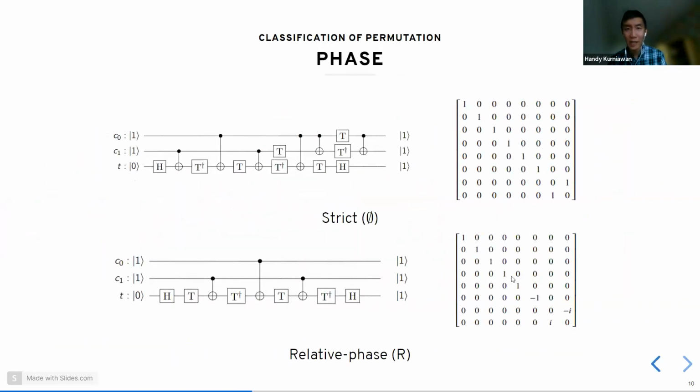And the third one we have is based on phase. Here, as you can see, this circuit is the Toffoli gate, and the second one is RCCX. They only differ by the phase. As you can see, this matrix is all one, but the second one for the RCCX has differences by the phase, but it works the same.